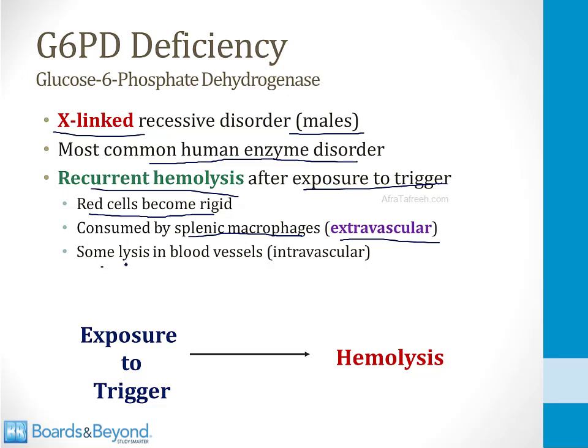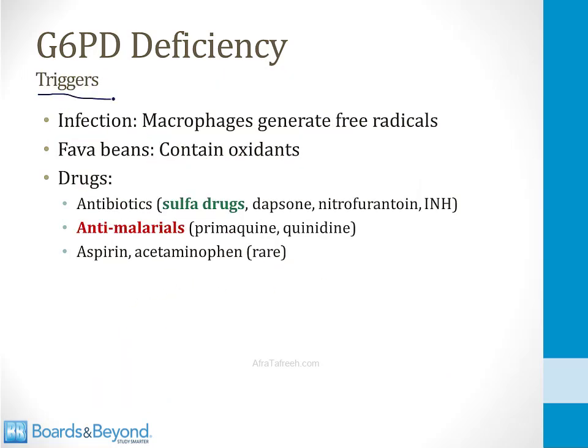In addition, there is some lysis in the red cells. Some of the cells become so oxidatively damaged and so rigid that they lyse inside the vasculature, so you can also see intravascular hemolysis. I mentioned the common triggers of hemolysis in patients with a G6PD deficiency before, but let's talk about those in a little bit more detail.